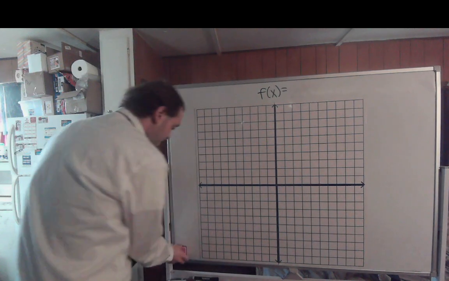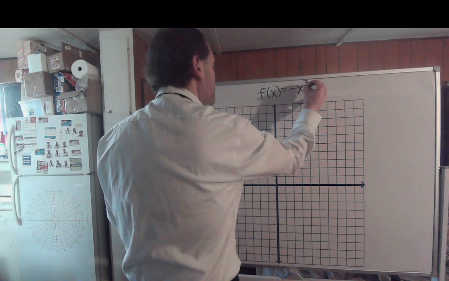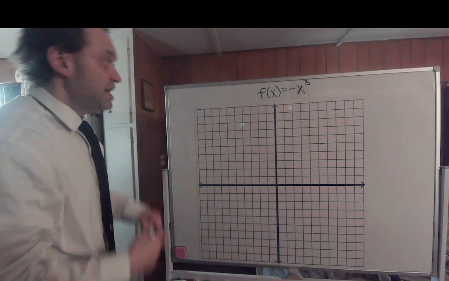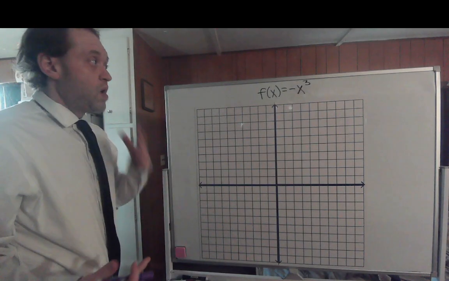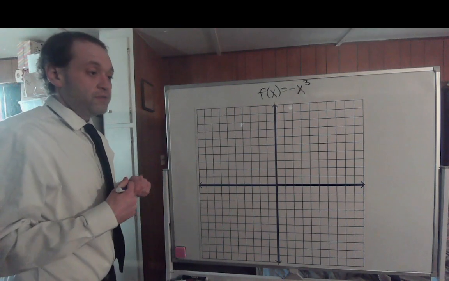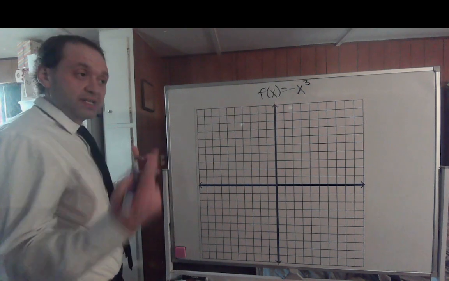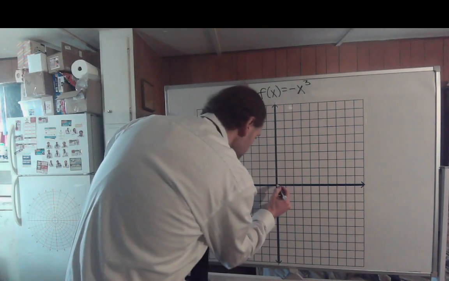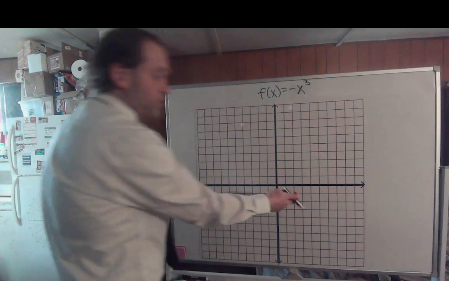Let's do some negative coefficients here. So we'll do f of x equals negative x to the third. So this time we have f of x equals negative x to the third. So we have a negative leading coefficient, and it's to an odd power, it's to the third power. So put in 0 for x, well, you'll still get 0, 0. And every unit in this case will be worth 1 unit.